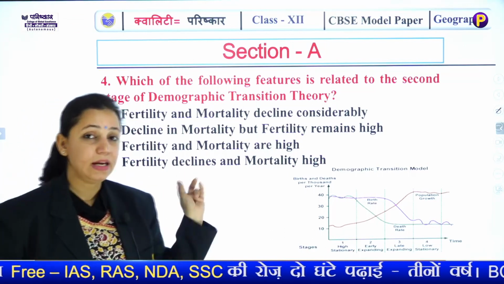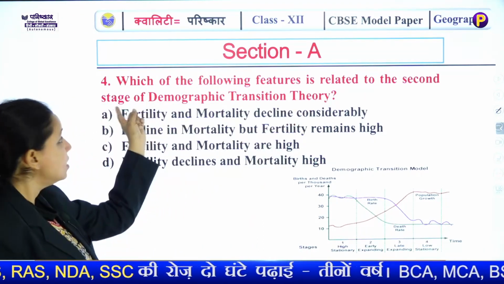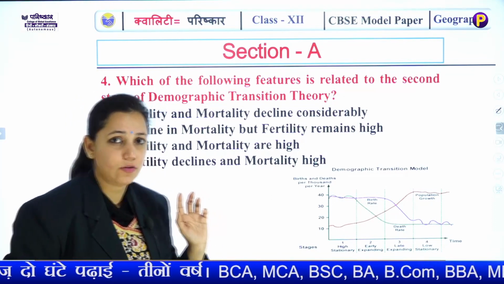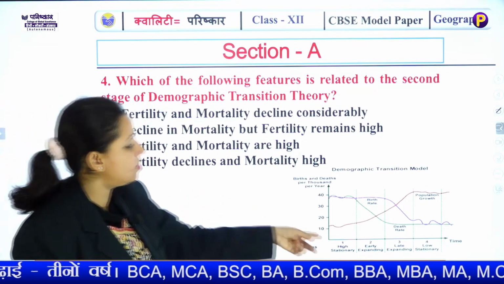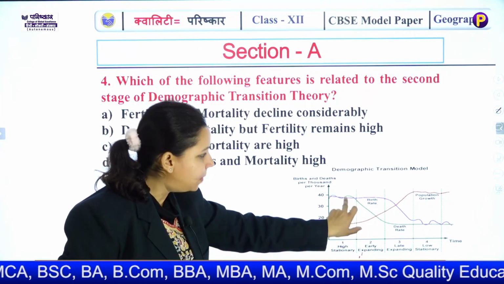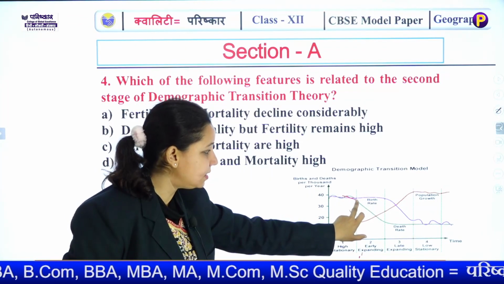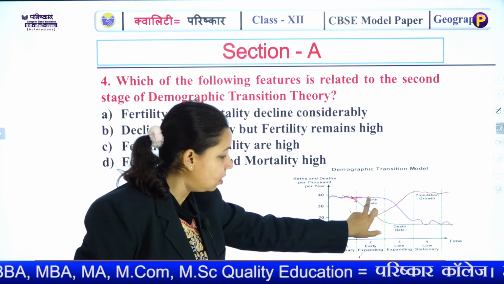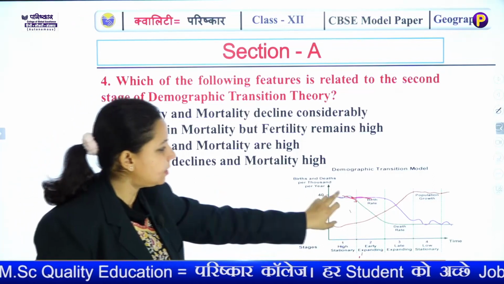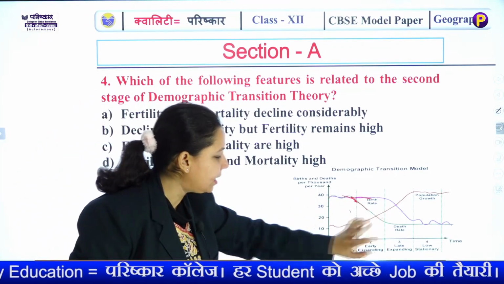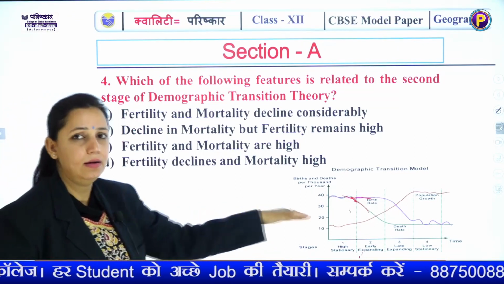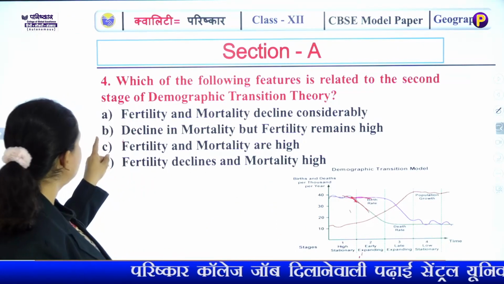Now what is being asked in the question? It is asking about the second stage of the demographic transition model. So we can see here in the second stage, the birth rate remains high at a constant pace, but the death rate has started declining. So in the given 4 options, which is the correct one?